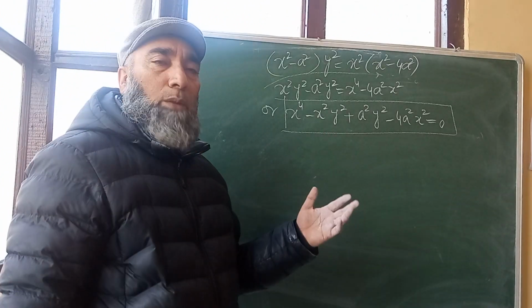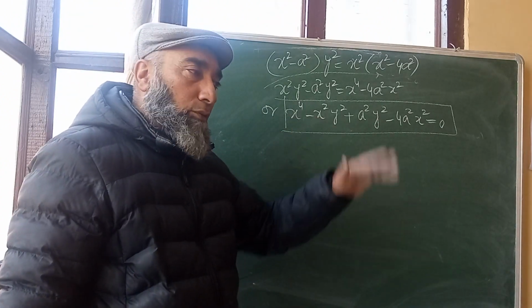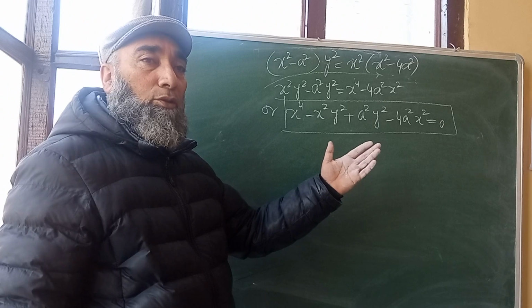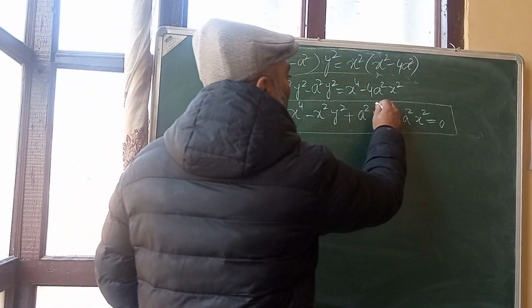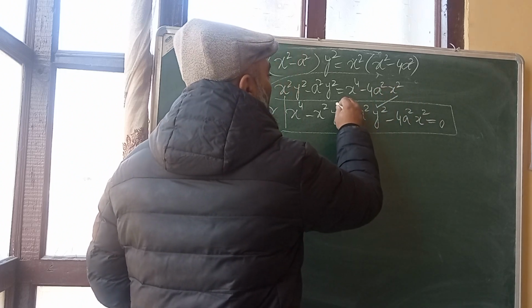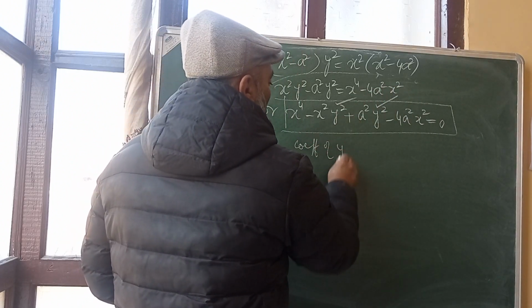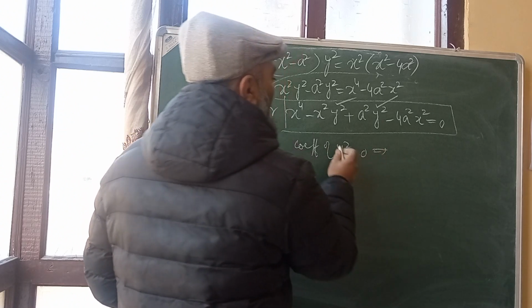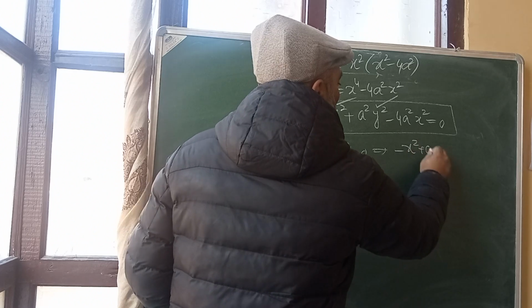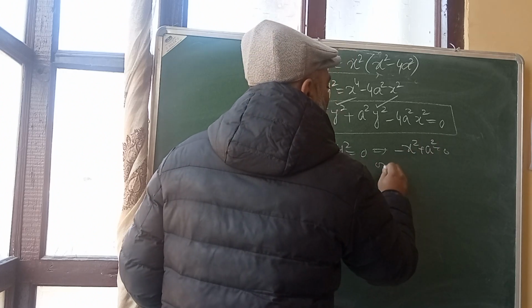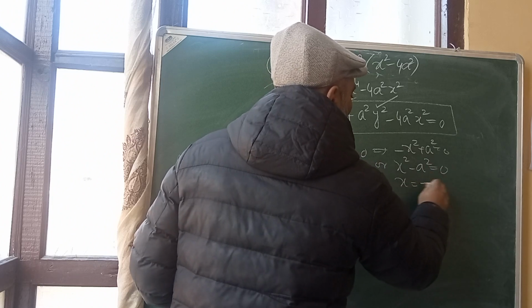Now, the coefficient of the next higher power of y is y cube. Now, there is no y cube, so I have to come to the coefficient of y square. So I have to equate the coefficient of y square to 0. What is the coefficient of y square? This is minus x square plus a square, or x square minus a square equal to 0, or x equal to plus minus a.